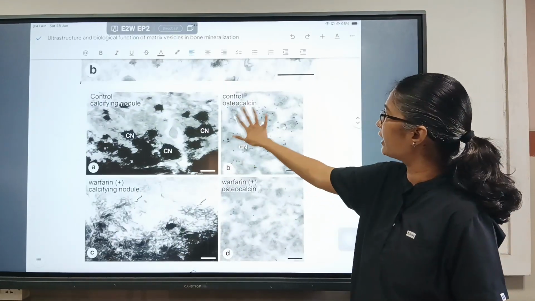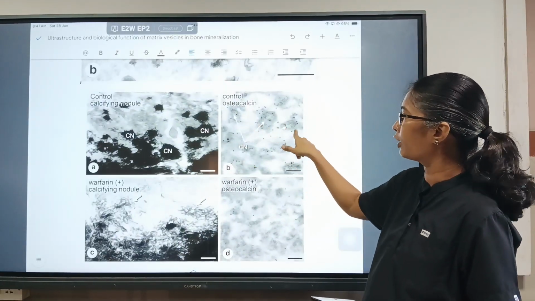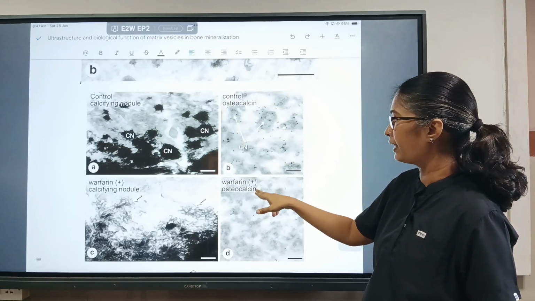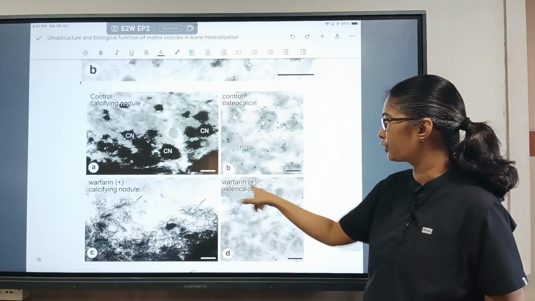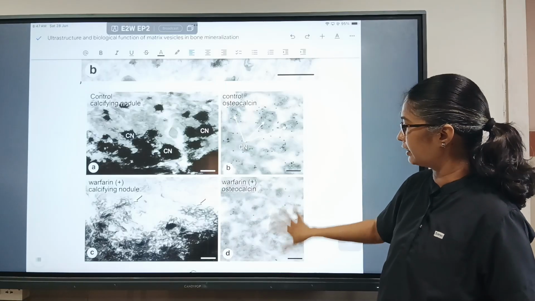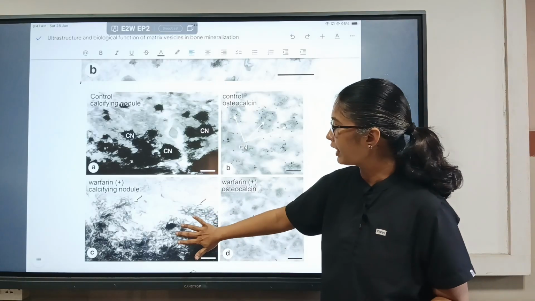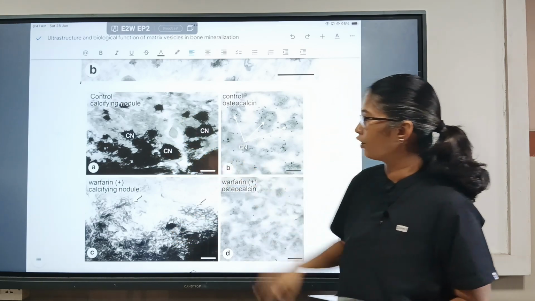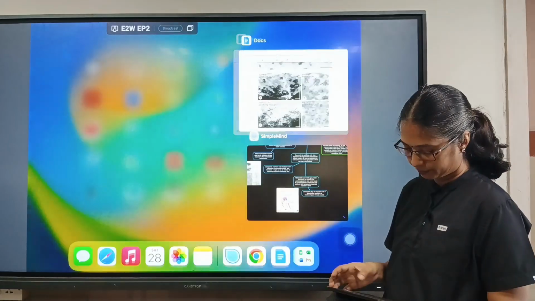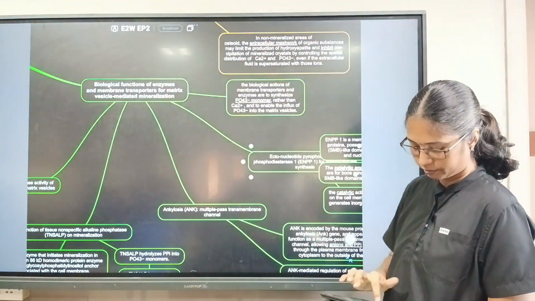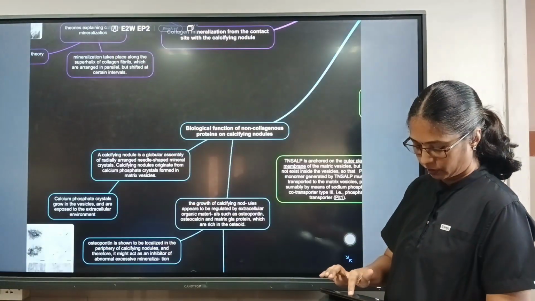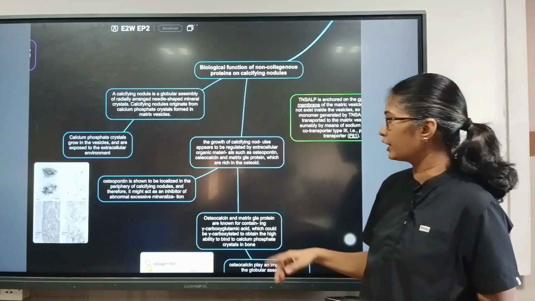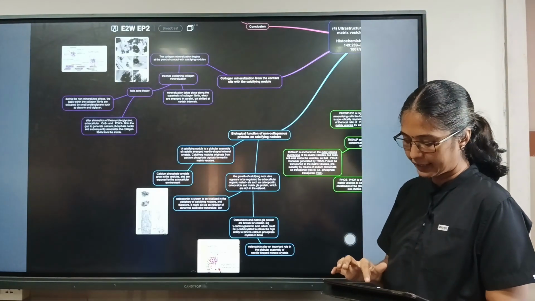This is where the osteocalcin is seen in a TEM image, which is gold nanoparticle-loaded osteocalcin. Warfarin is an inhibitor of gamma carboxylation of osteocalcin. So there is less osteocalcin seen here, and the mineralization is not in a properly arranged way. Here is a regular pattern of calcifying nodule formation. So this talks about the non-collagenous proteins like osteopontin and osteocalcin in the mineralization of the matrix vesicles.